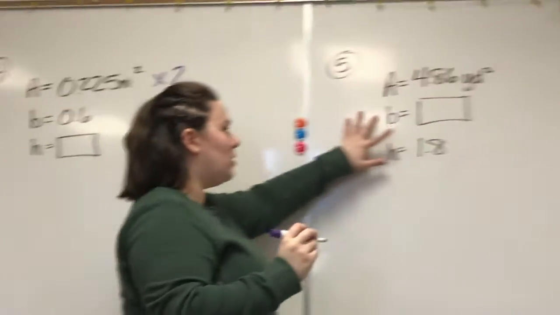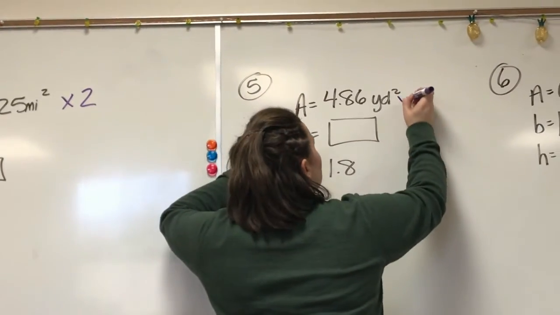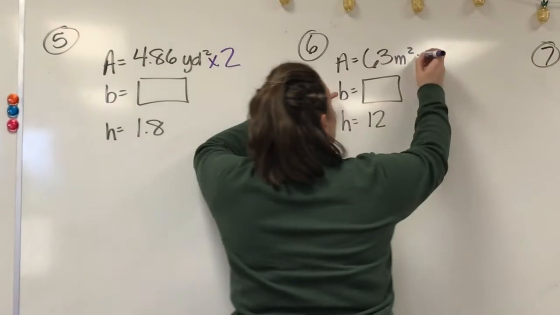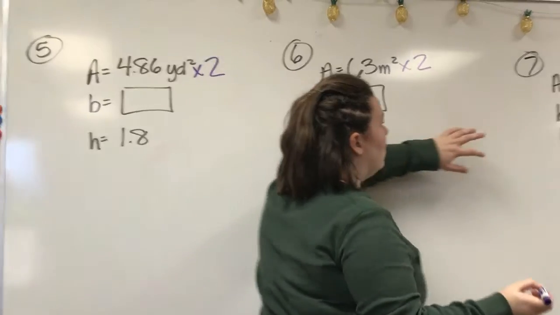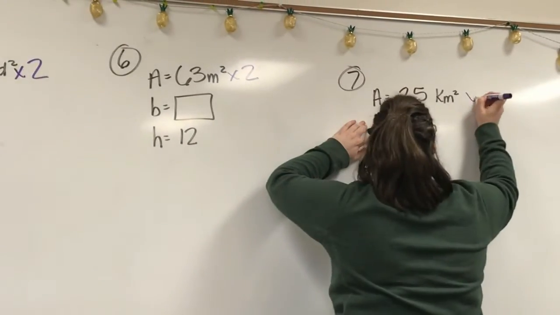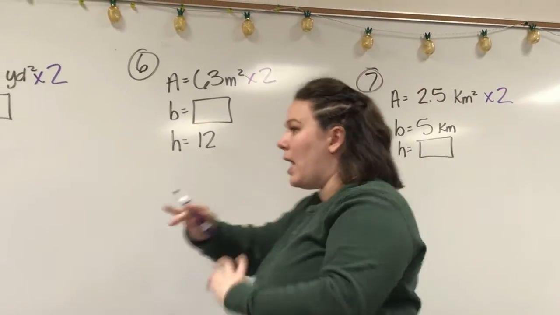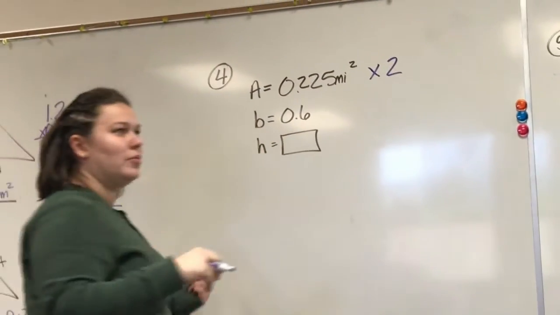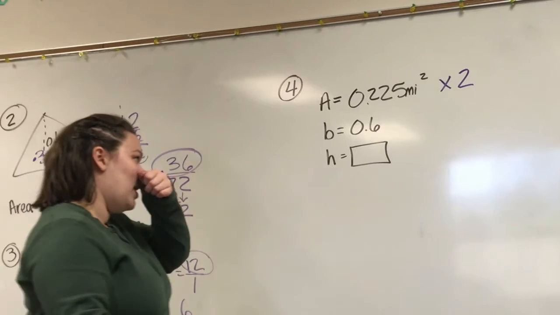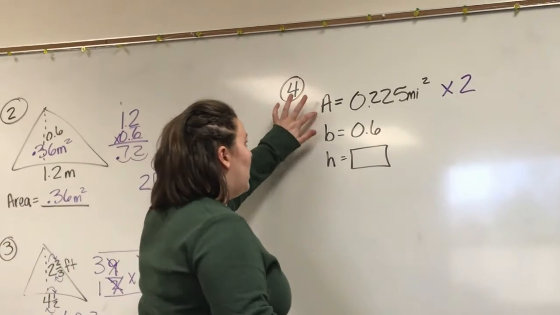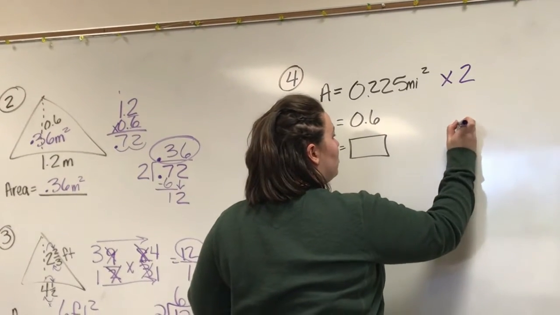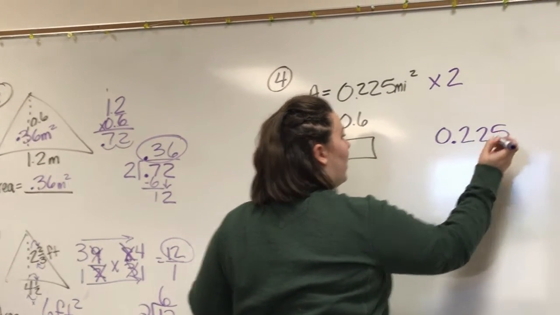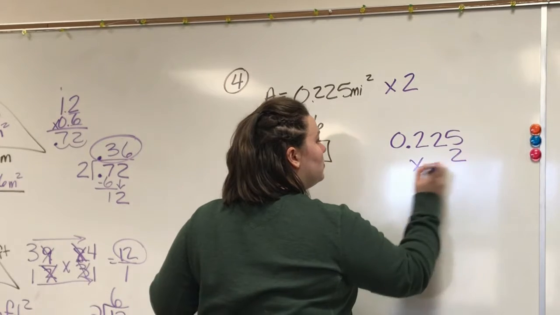Number 5, I'm looking for a base or a height. I need to times this by 2. Same with number 6. Same with number 7. If I just get that out of the way, then you don't forget later. Wow, I am so on it today. Okay, the area. First we need to multiply it by 2. 0.225 times 2.